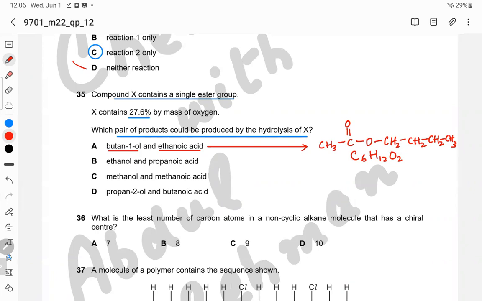ओके, अब इन्होंने हमें बता दिया कि इसमें ऑक्सीजन की परसेंटेज कितनी होगी, 27.6। तो अगर मैं परसेंटेज ऑफ ऑक्सीजन यहाँ पे फाइंड करूं तो कितने ऑक्सीजन है, 2 ऑक्सीजन है, तो उनका मास 32 हो जाएगा। अगर मैं Mr कैलकुलेट करूं तो 12 टाइम्स 6 गिव्स मी 72, 72 plus 12, and then 16. Oh, sorry, 2 oxygen atoms are there, so it will be 32.